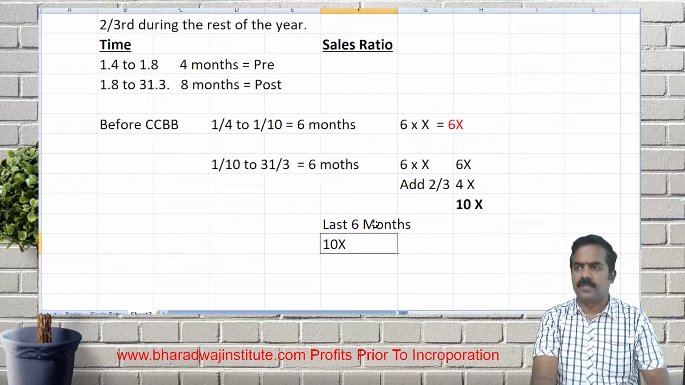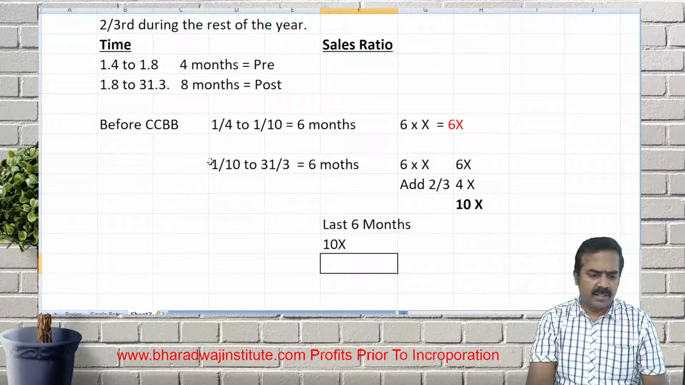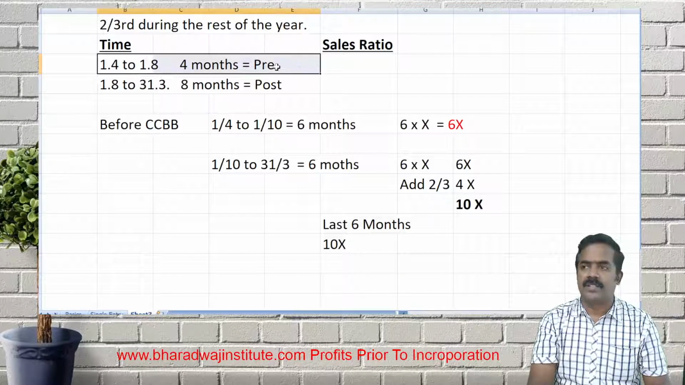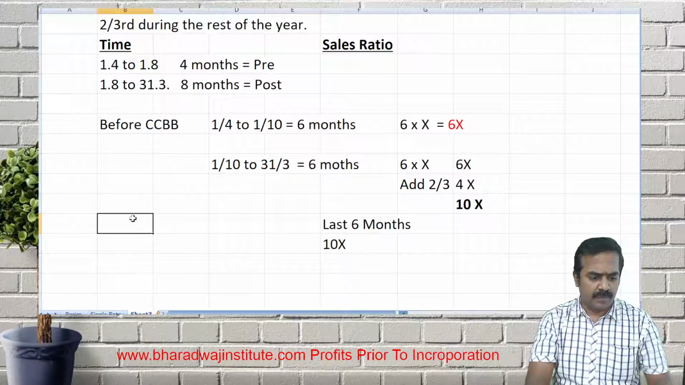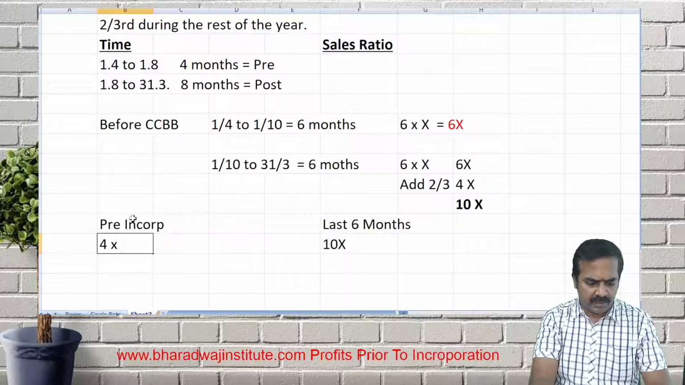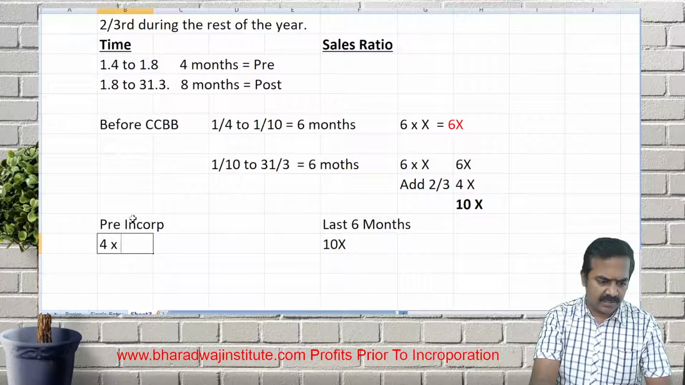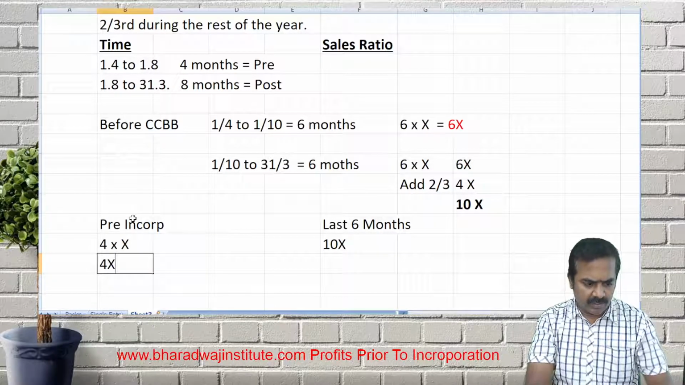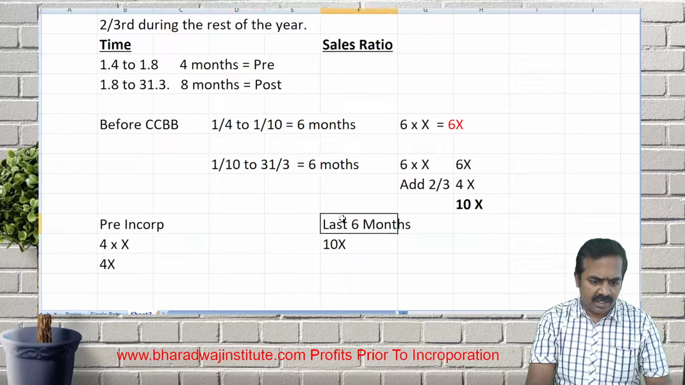10x இல்லையா? Last 6 months ஓட sales எவ்வளவு? 10x. பட் நம்ம pre-incorporation period எவ்வளவு months கவர் ஆகுது? 4 months. Pre-incorporation period covers only how many months? 4 months. அப்போ 4 into x ஆயிடுமா? 4 into x ஆகும் 4x. Then last 6 months 10x இருக்கு.